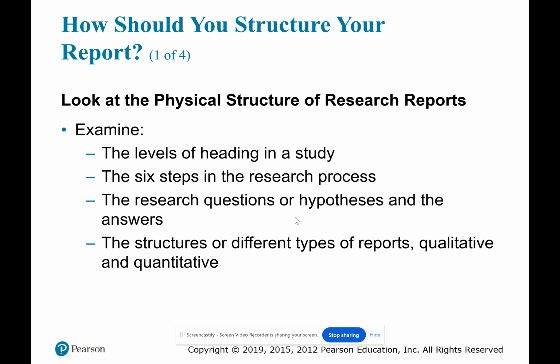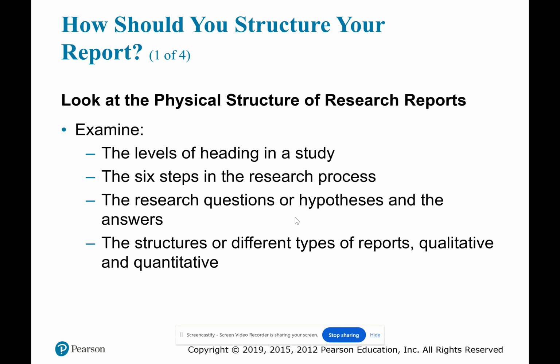Okay. There are 6 steps to the research process. If we're going to look at the physical structure of a research report, there are always going to be different levels of heading in a study, and you've learned that. I really like how on the front cover of your APA manual, it gives you examples of those level headings. It's a real easy way to glance and see how your headings are supposed to be. So use your APA manual like that.